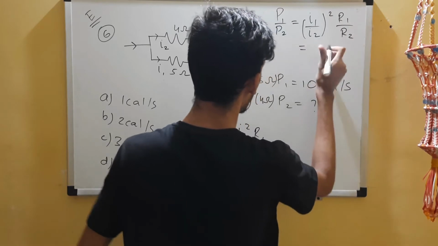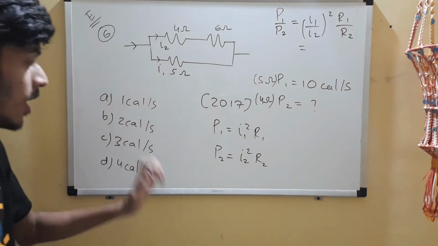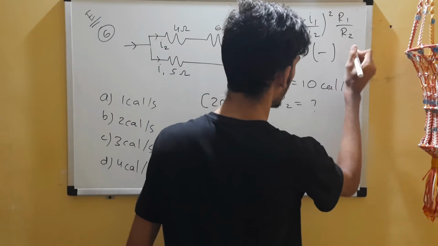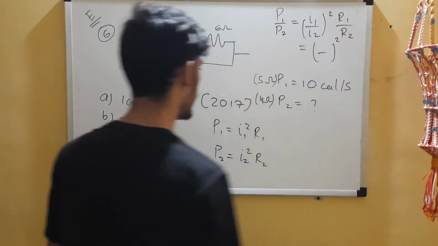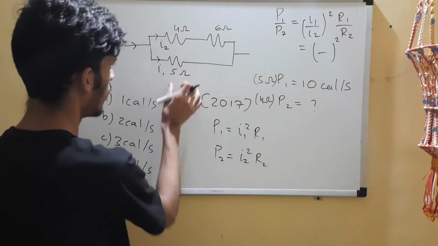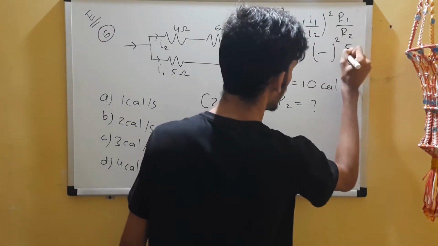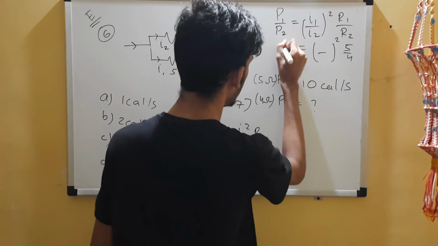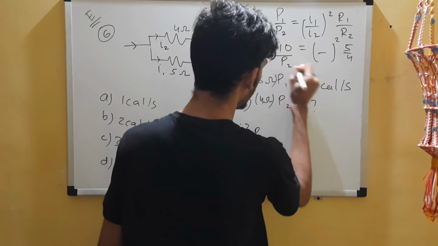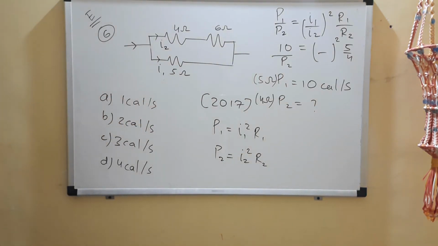So you can see that I1 by I2, I'll tell you how to find this ratio, we'll come to this one now. R1 by R2, R1 is 5, R2 is 4, so 5 by 4 over here, and P1 is 10, P2 we have to find. Now how to find this ratio I1 by I2?